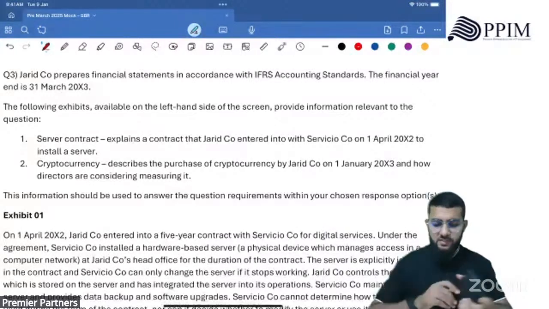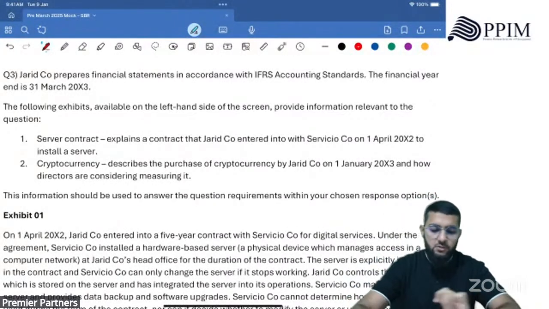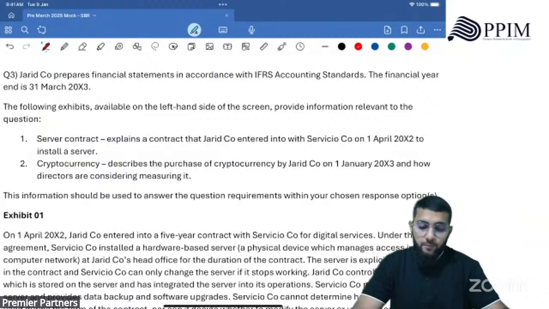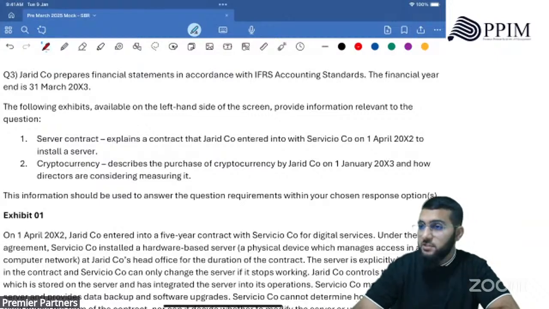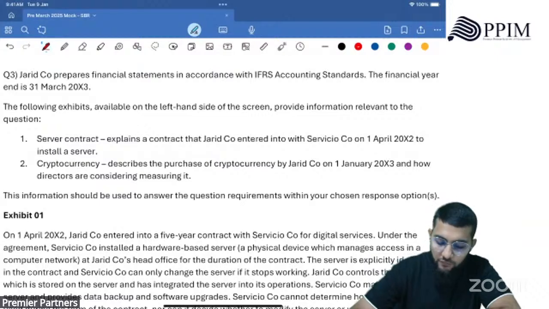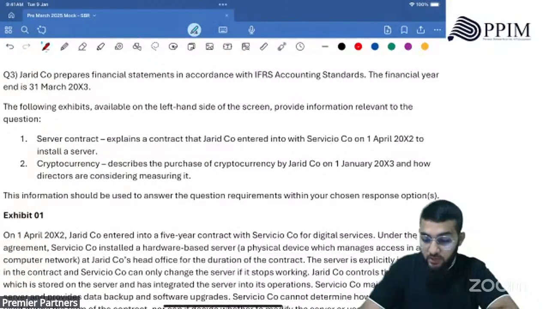All right, guys, so let's move to question number 3. Jared Co. prepares financial statements in accordance with IFRS accounting standards. Financial year end is 31st March 20x3. There are two exhibits again. Exhibit number 1 is the server contract, which explains a contract that Jared Co. entered into with Servicio Co. on 1st April 20x2 to install a server. Then the cryptocurrency exhibit describes the purchase of cryptocurrency by Jared Co. on 1st January 20x3 and how the directors are considering measuring it. Right, okay.